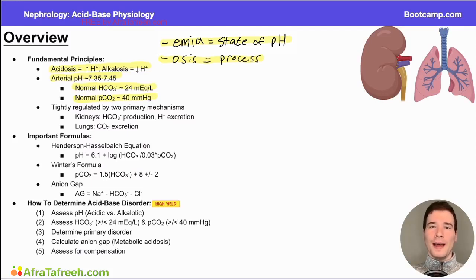It's also important to know that the acid-base physiology in our body is regulated by two primary organs: the kidneys, which are responsible for bicarb production and hydrogen excretion, and the lungs, which primarily help with CO2 excretion. Notice I said that this is a tightly regulated process, and that should make sense to you because our pH and our acid-base physiology is actually super important for that term we love to talk about, which is homeostasis.